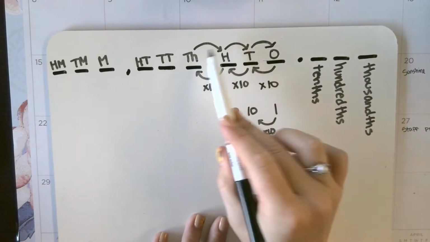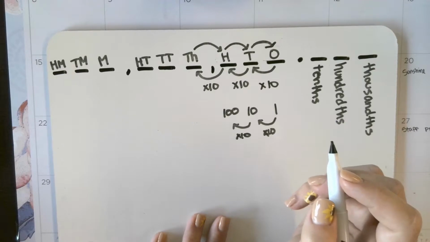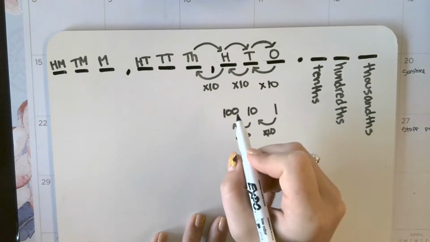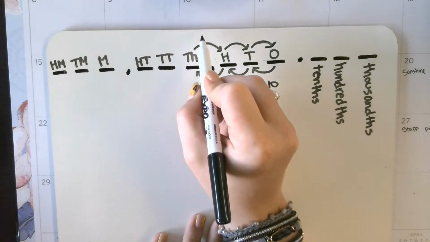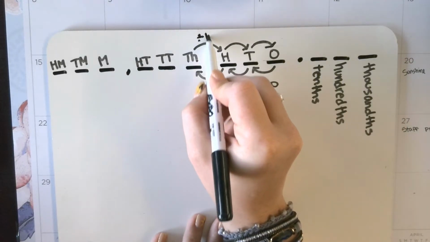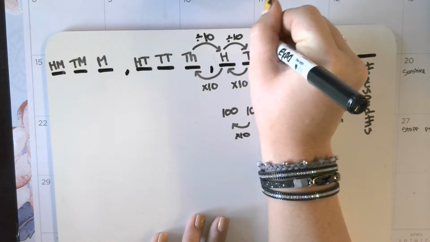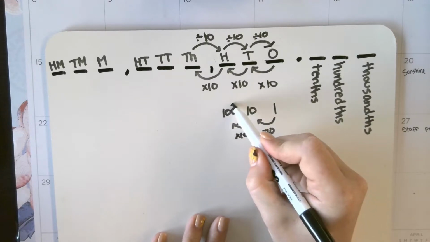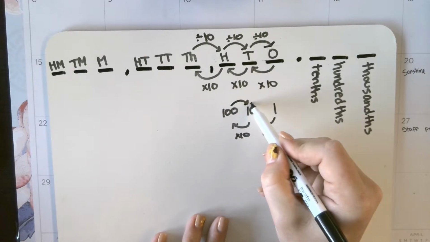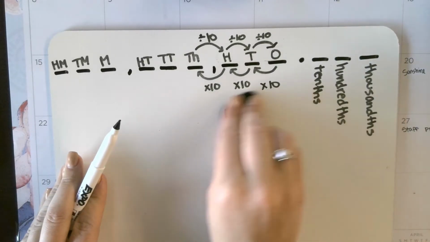So then going the opposite way, or going to the right, we would be decreasing 10 times. Or we could say that the value is 1/10 of the number in front of it. So we would be dividing by 10. And then it works the same way. 100 divided by 10 is 10. 10 divided by 10 is 1. So that would be the way the numbers change as they move.